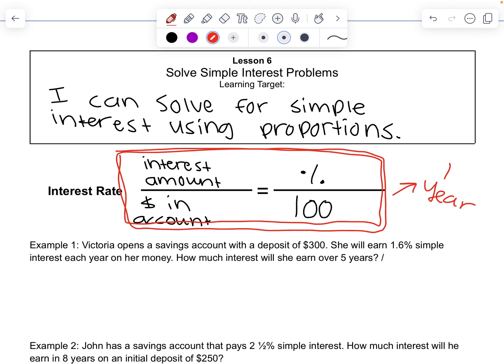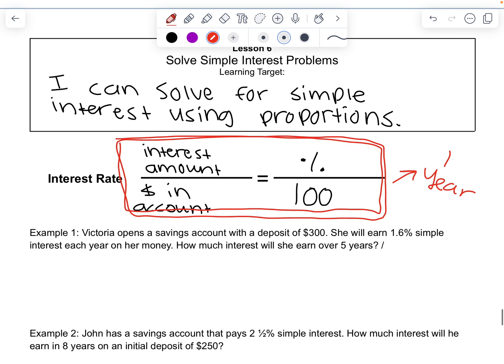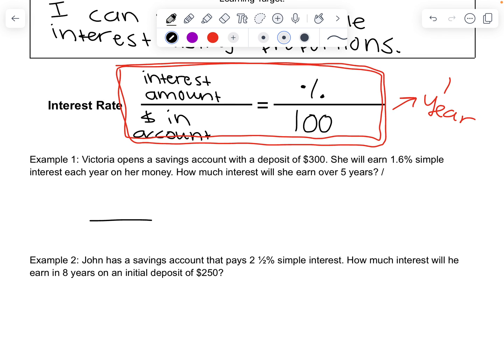So we're going to go through some example problems. Pause it if you need to. Try some on your own. See what you need. Go slow. Make sure you're getting what you need. So this first one says, Victoria opens a savings account with, oh, I forgot to mention that.